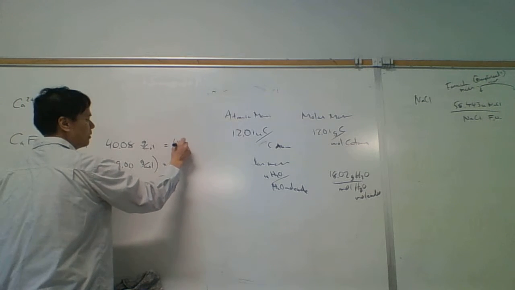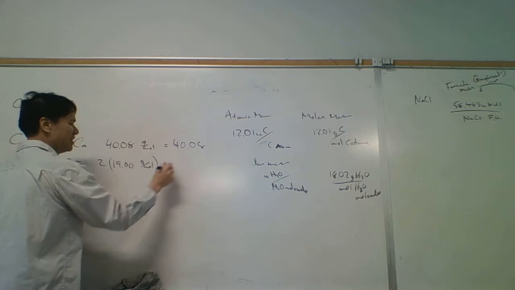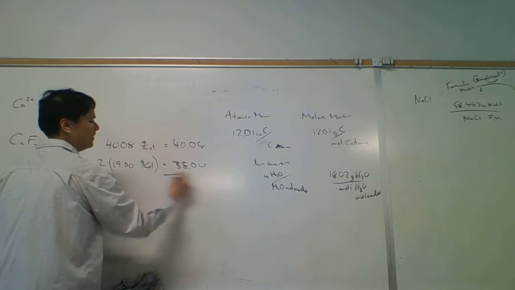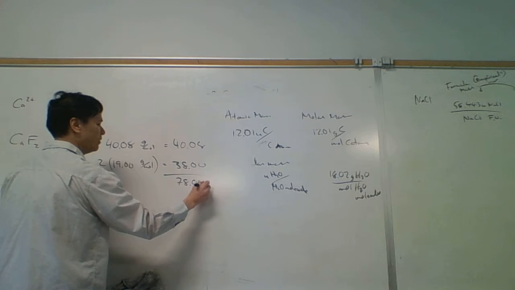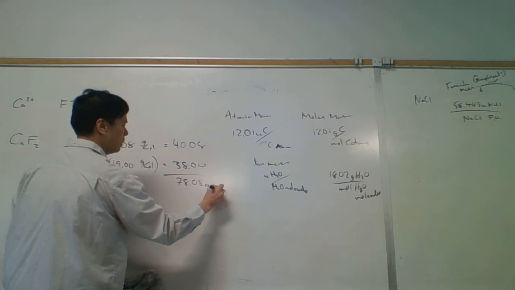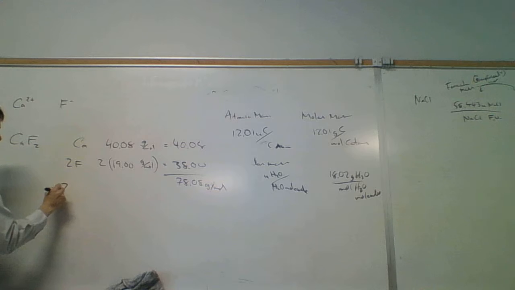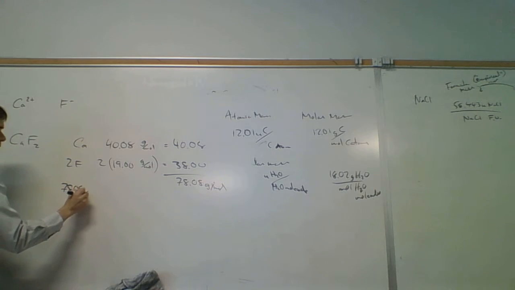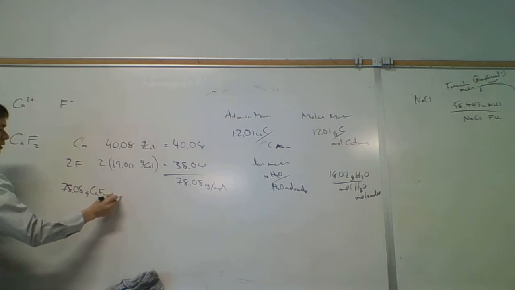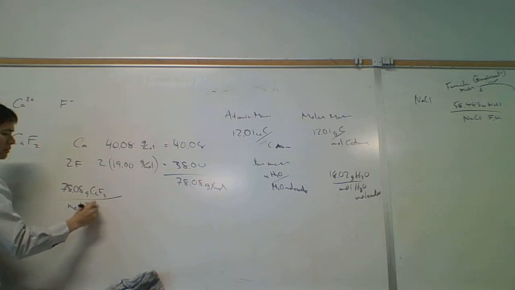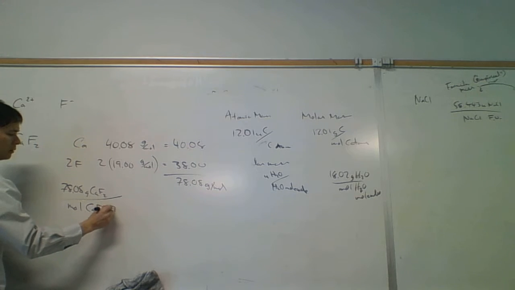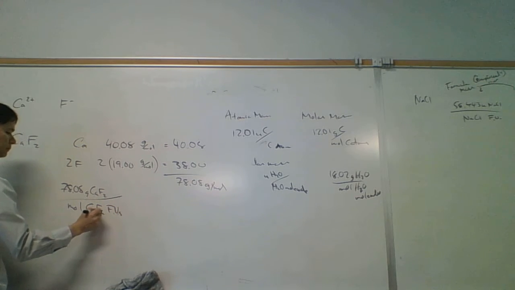So this is 40.08, and then 2 times 19 is just going to be 38.0. So this is going to give us 78.08 grams per mole. And so, in other words, I'm going to have 78.08 grams worth of calcium fluoride for every mole of calcium fluoride formula units.